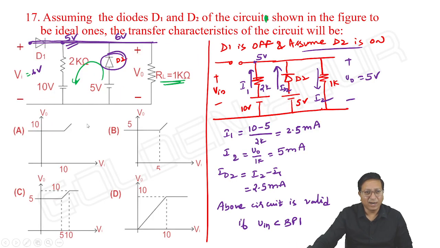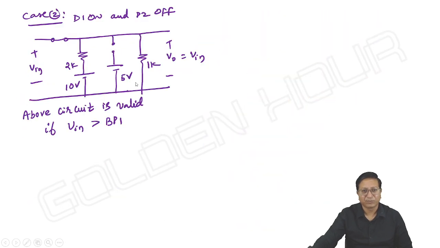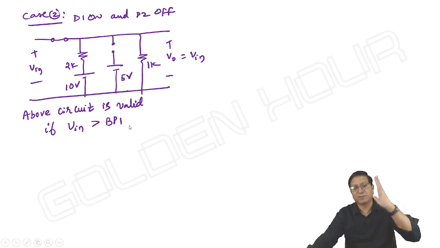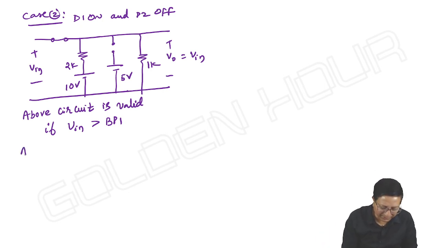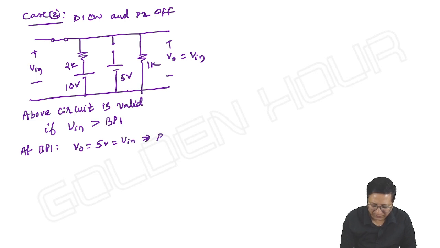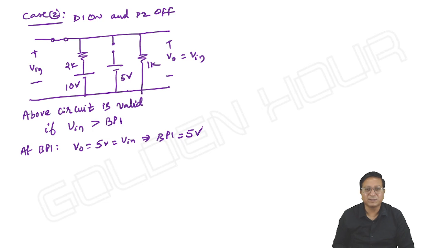What happens? D1 is on only. And what about D2? The voltage along this line is above 5 volts, so there is no scope for D2 to conduct at all. That's it. This is my equivalent circuit and output is equal to input. Input may be 6 or 7, 8, 9, 10, whatever it is. Output is equal to input and D2 never conducts. So you will get only one breakpoint here. Even if we cross at breakpoint 1, output is equal to 5, which is also equal to input. This implies our breakpoint 1 is 5 volts.